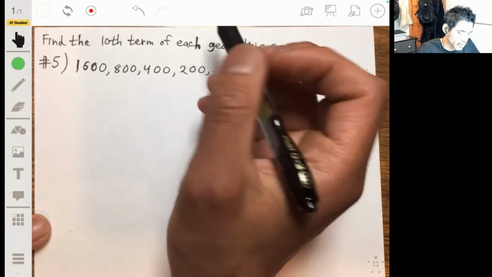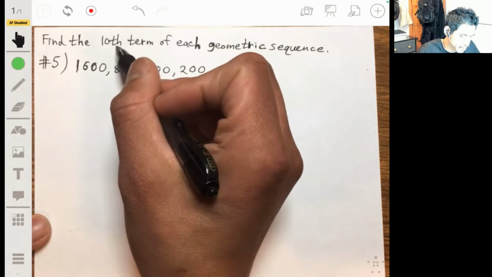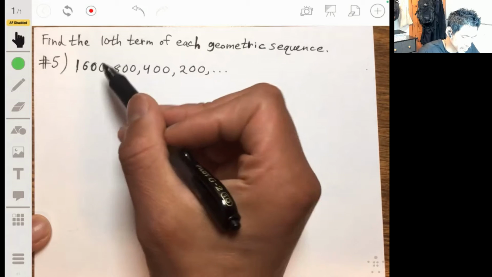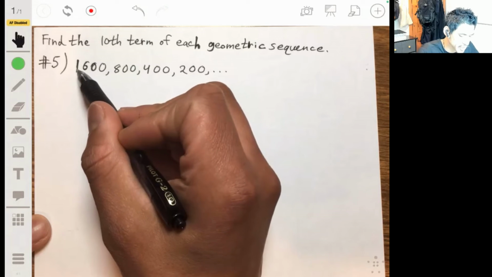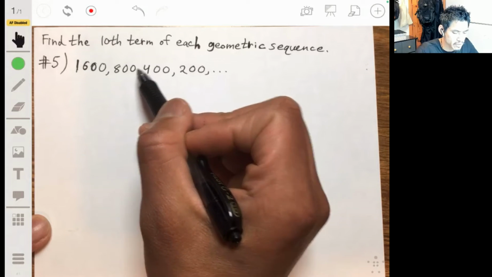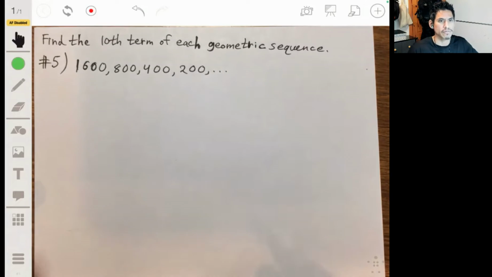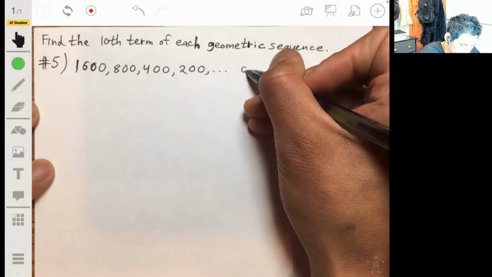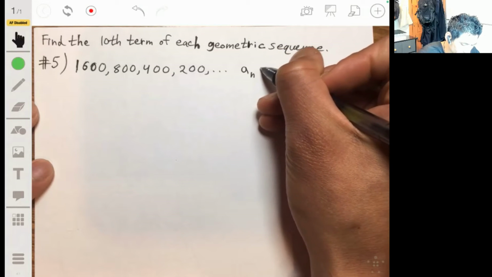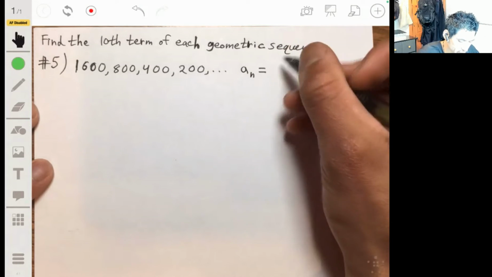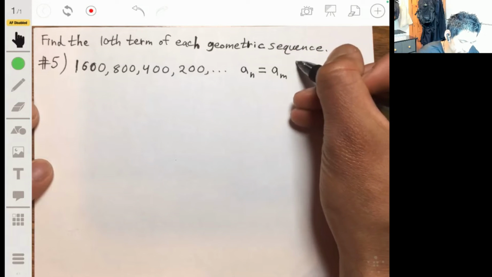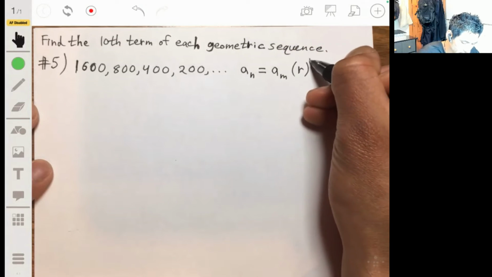All right, so we're gonna find the 10th term of a geometric sequence. The first one we have here is the sequence 1600, 800, 400, 200, and so forth. For these, I usually will apply this formula for the nth term of a geometric sequence, where a_n equals a_m times the common ratio r to the n minus m power.